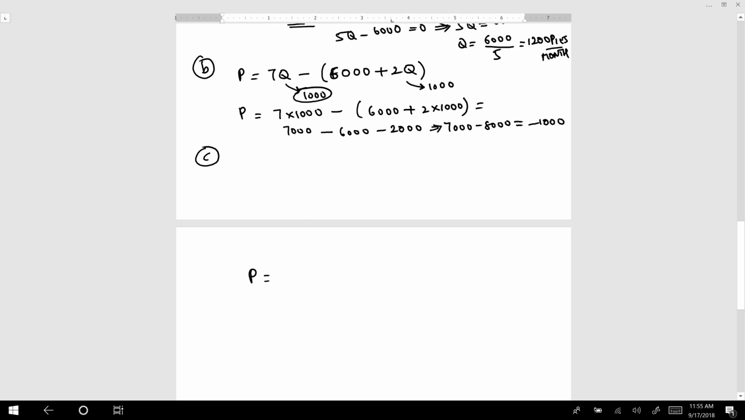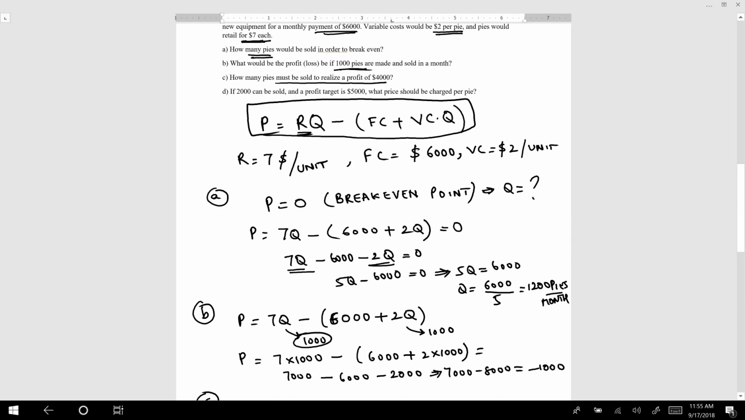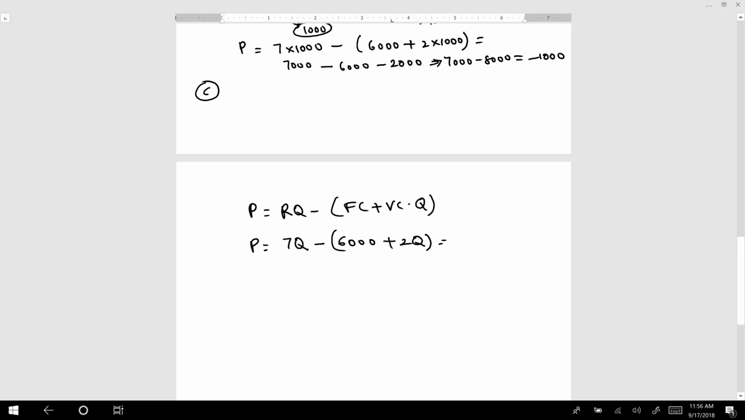So our same formula, profit is equal to RQ minus fixed cost plus variable cost multiplied by Q. So profit is equal to R is 7 and Q is quantity Q minus fixed cost is 6000 plus variable cost is 2Q. So this will be our formula. So they're asking us how many units we need to sell, how many pies. That means we have to determine Q here to gain a profit of 4000. So that means this is 4000. So I wanted to determine what would be my Q. So that's 7Q minus 6000. If I open up the parenthesis, it will be minus 2Q.